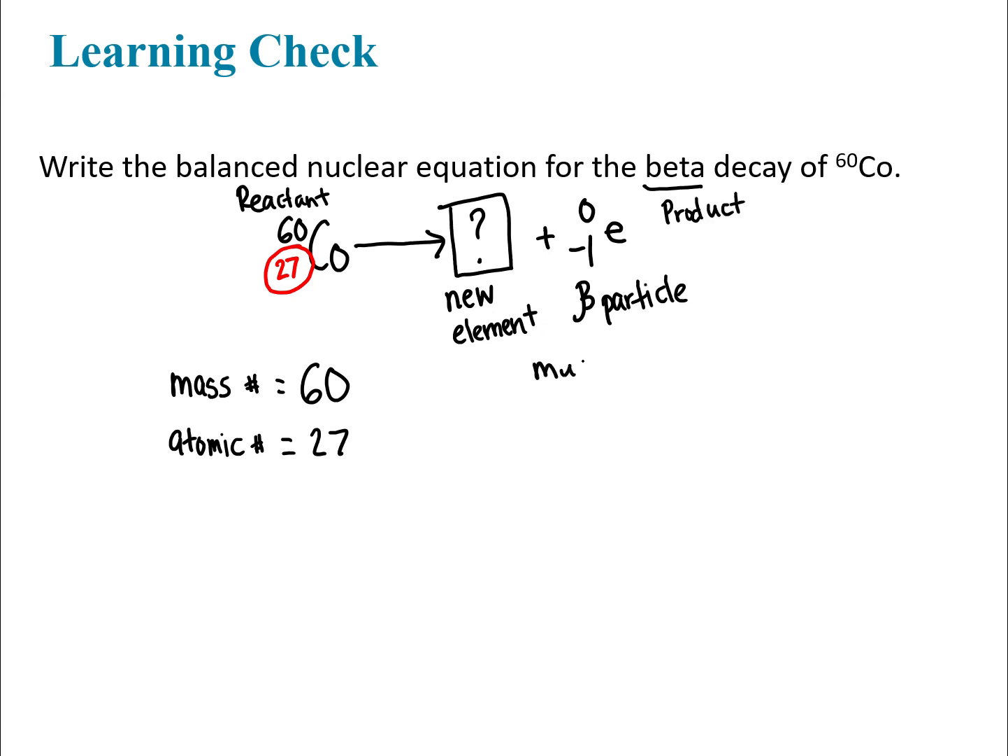On the product side, it has to equal 60. We're not going to create neutrons or protons and just have them come from thin air and not account for them. So the mass number has to equal 60. The overall atomic number has to equal 27 as well.